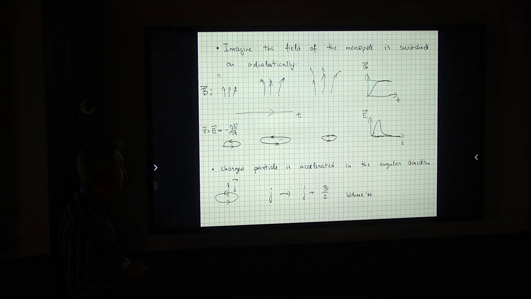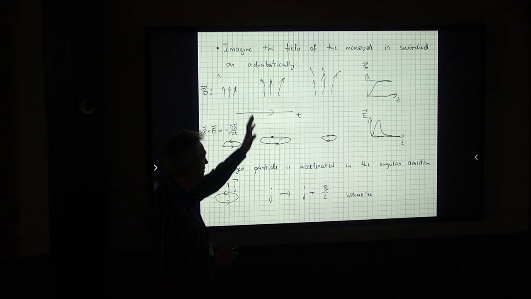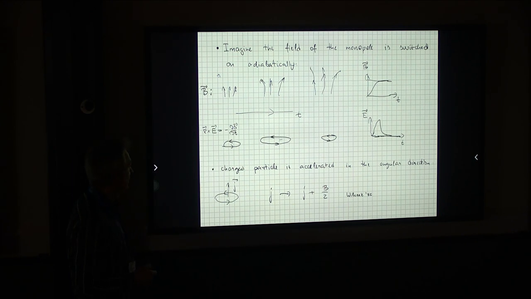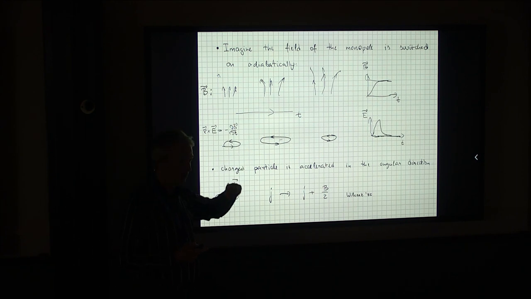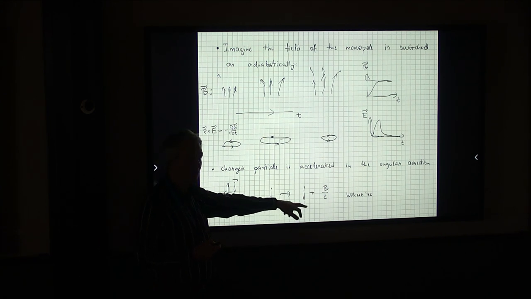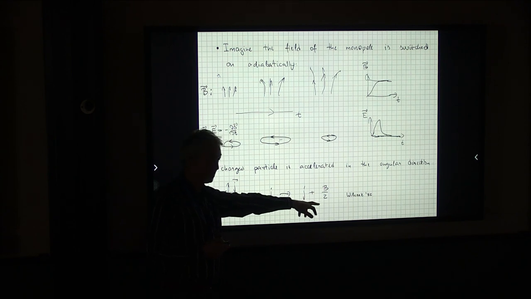Right, but if we allow ourselves non-integer charges in the intermediate times, then we can find some magnetic field. And of course, if you have a variable magnetic field, then it creates an electric field, and this electric field goes in the angular direction. So, correspondingly, the charged particle rotating in the magnetic field will be accelerated in the angular direction. If you do a simple computation, you find that this acceleration results in a finite increment of the angular momentum, which is just the monopole charge.